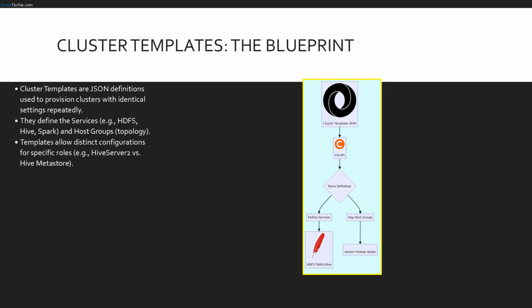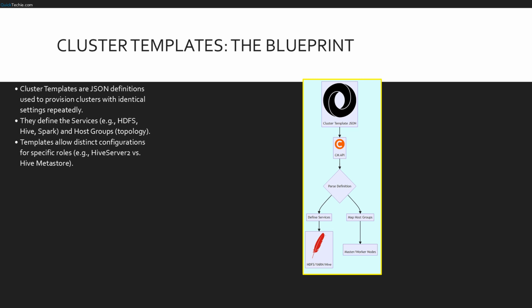How do we define what a cluster looks like? We use cluster templates. A cluster template is a JSON document that acts as a blueprint. It declaratively defines exactly which services should be installed, such as HDFS, Hive, or Spark, and how they should be configured. This abstraction is critical for CDP public cloud and data hubs, as it allows you to spin up identical environments repeatedly. Instead of manually clicking install, you provide a template to the CM API and it materializes the cluster exactly as defined.